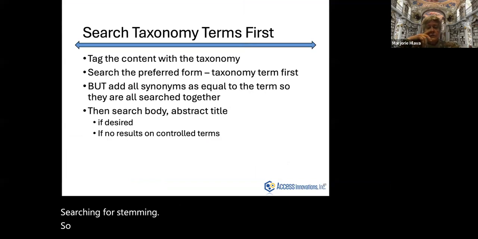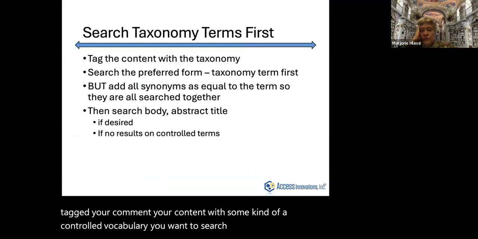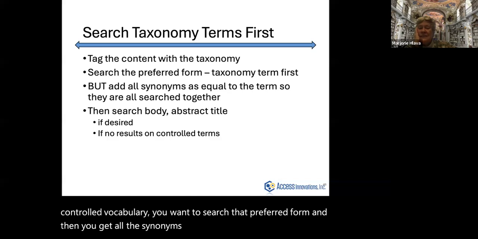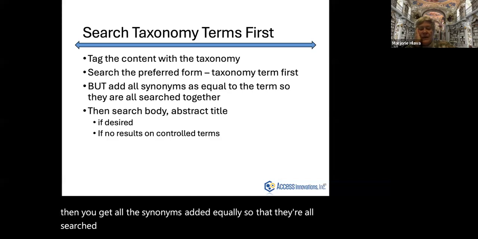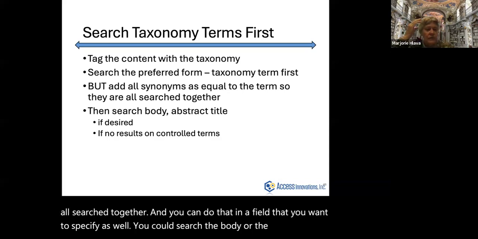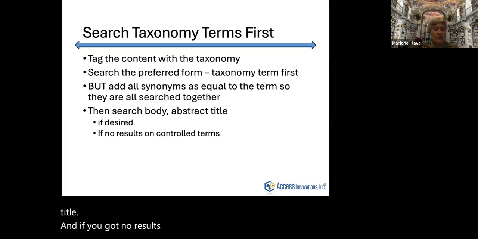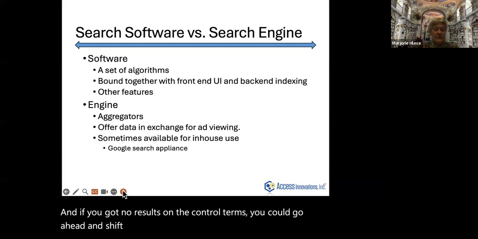So I've talked about searching taxonomy terms first. If you have tagged your content with some kind of a controlled vocabulary, you want to search that preferred form, and then you get all the synonyms added equally so that they're all searched together. And you can do that in a field that you want to specify as well. You could search the body or the abstract or the title. And if you got no results on the controlled terms, you could go ahead and shift over to full text and search it that way.